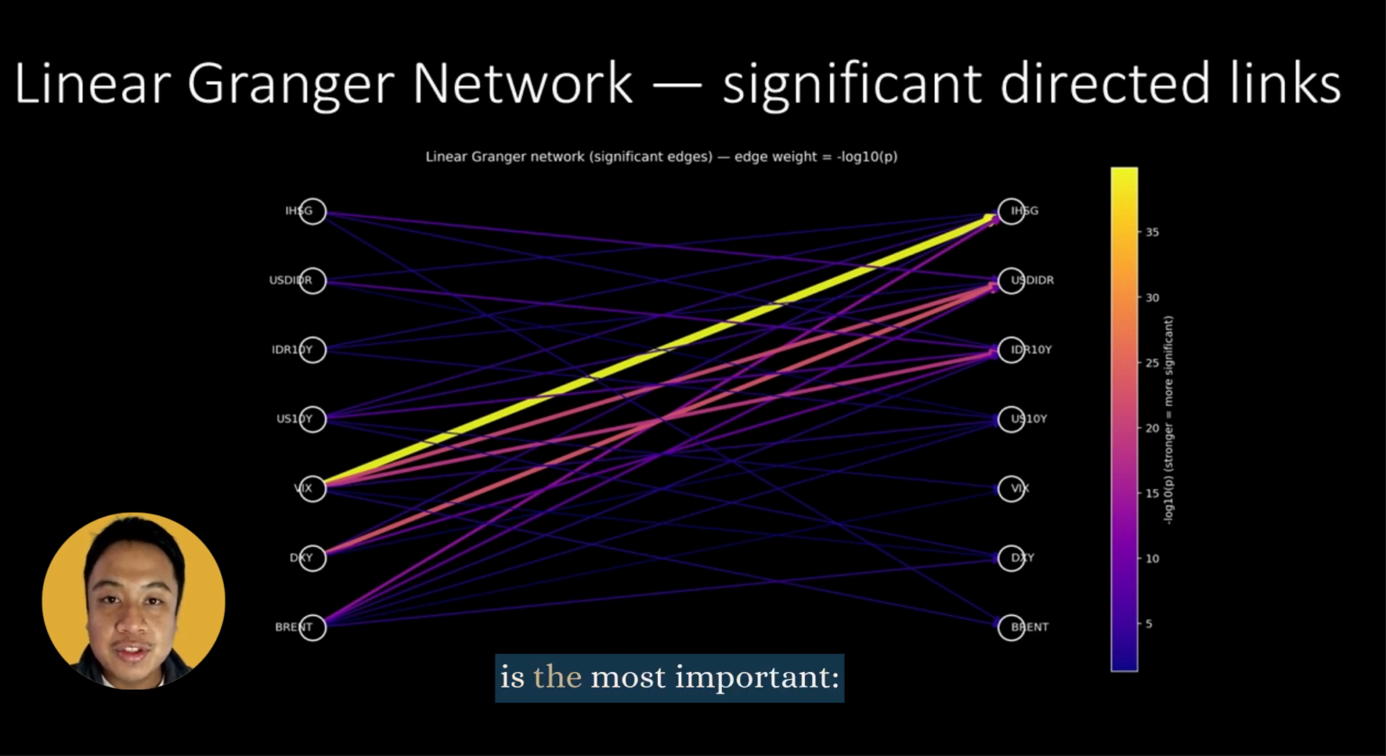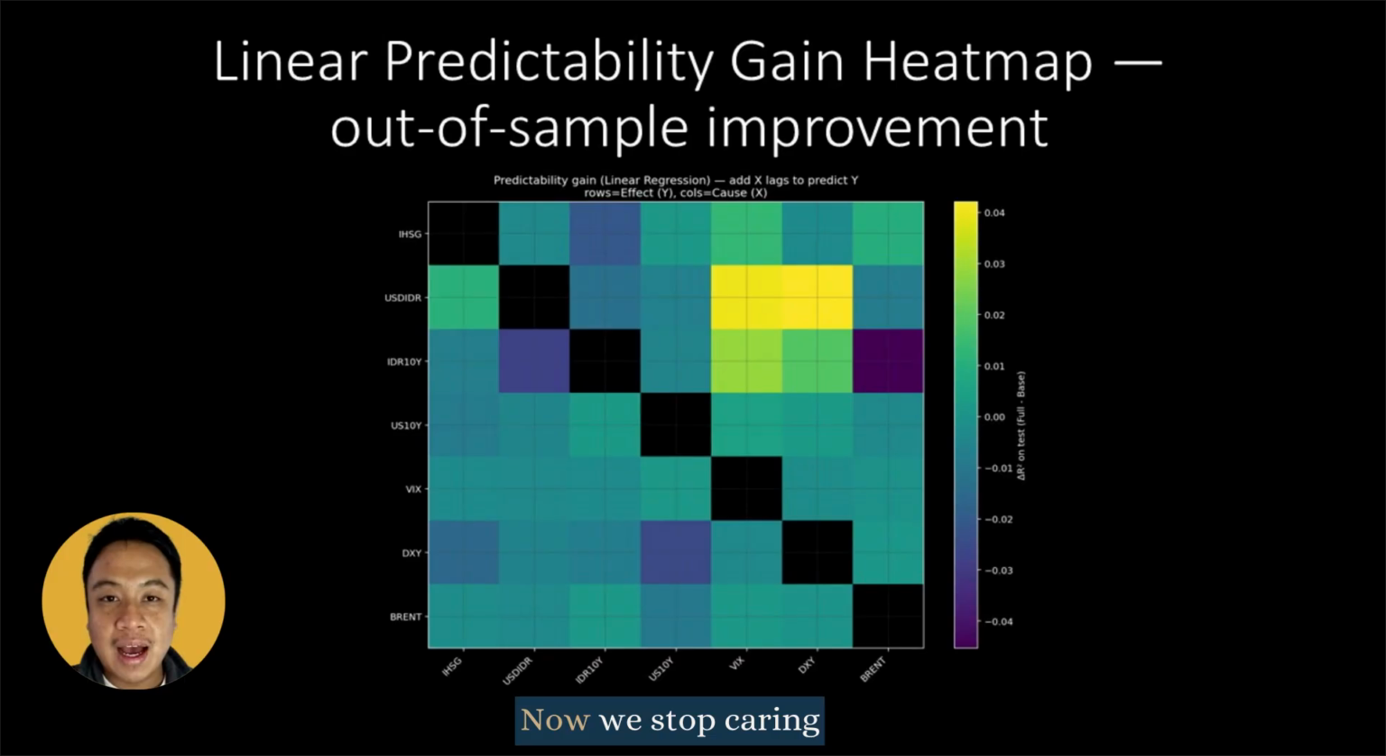So the next step is the most important: out-of-sample predictability gain. Now we stop caring about p-values and focus on performance. For each pair, I measure, when I add lagged X into the model for Y, how much does prediction improve on a test period? This converts the question from, is it statistically detectable, to, is it useful and does it generalize?